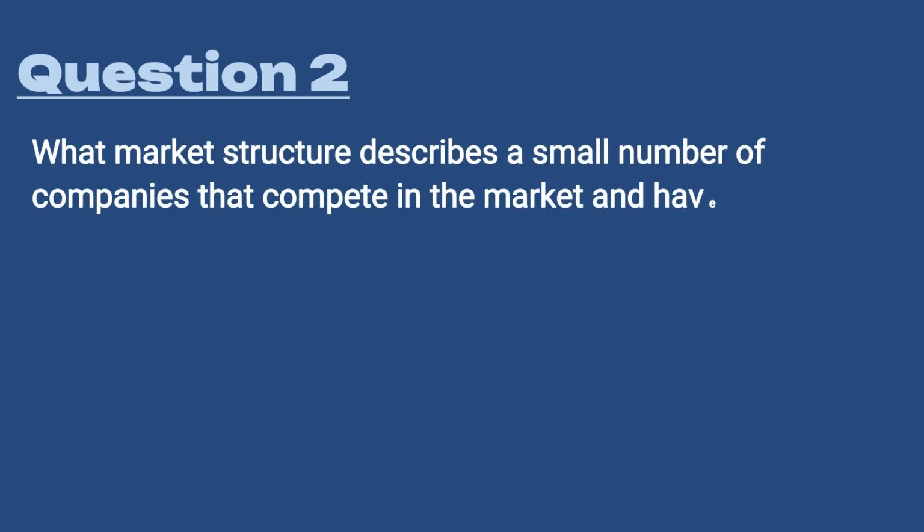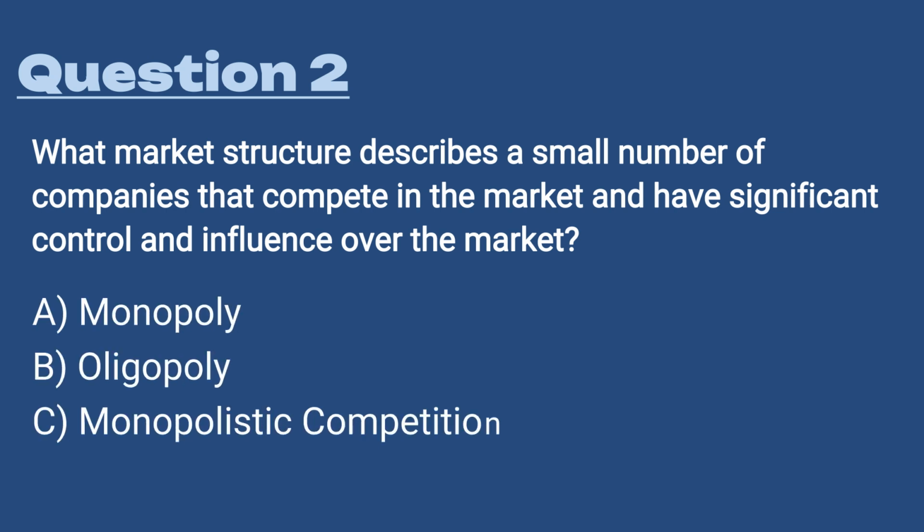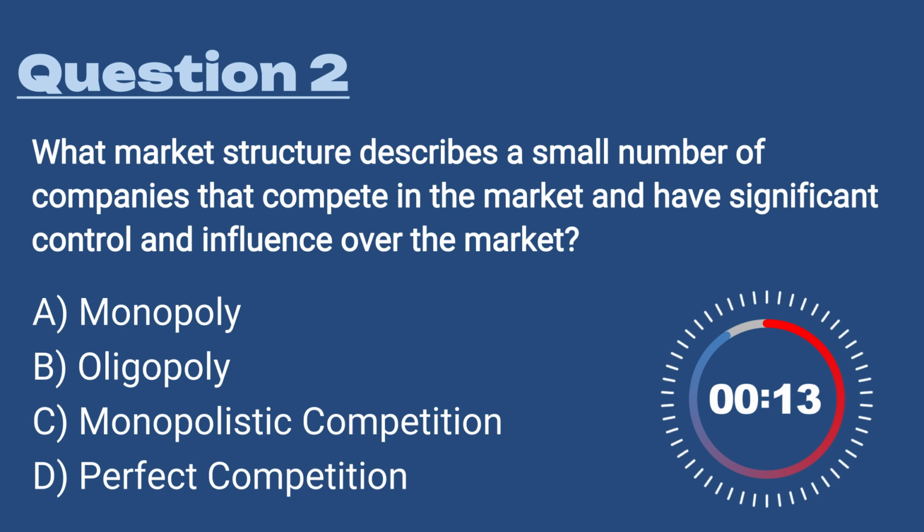Question number 2. What market structure describes a small number of companies that compete in the market and have significant control influence over that market? A, monopoly, B, oligopoly, C, monopolistic competition, D, perfect competition.